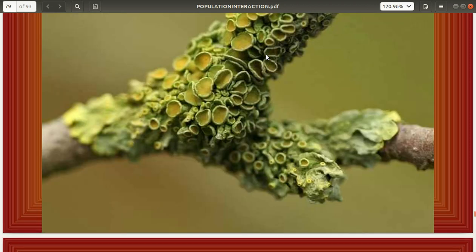The alga is going to synthesize the food, and the fungus helps in fixation of nitrogen, and they also provide protection for the lichens.